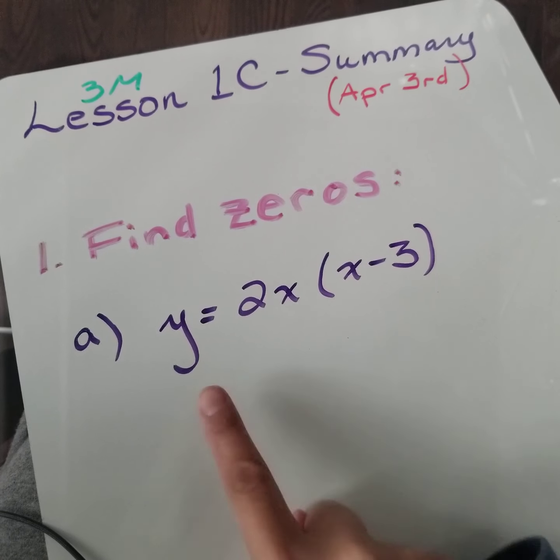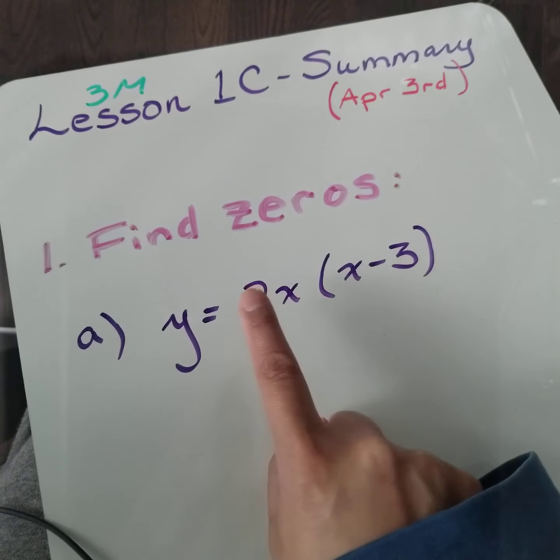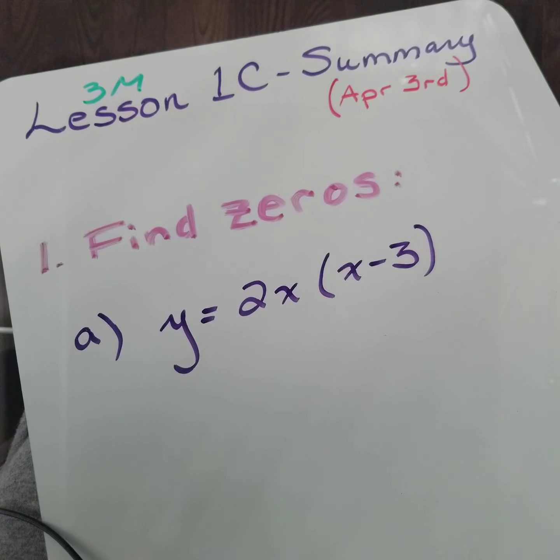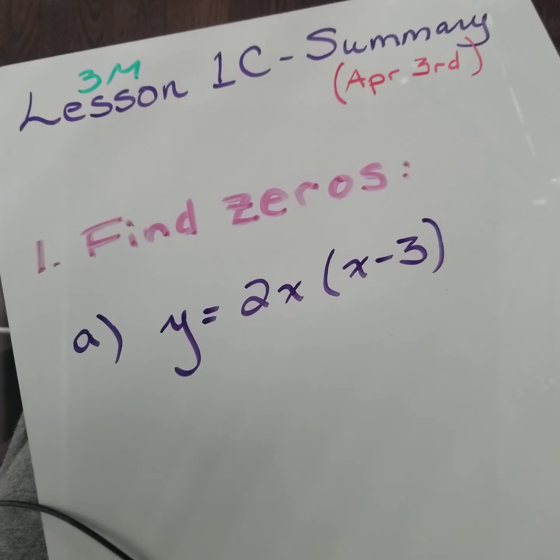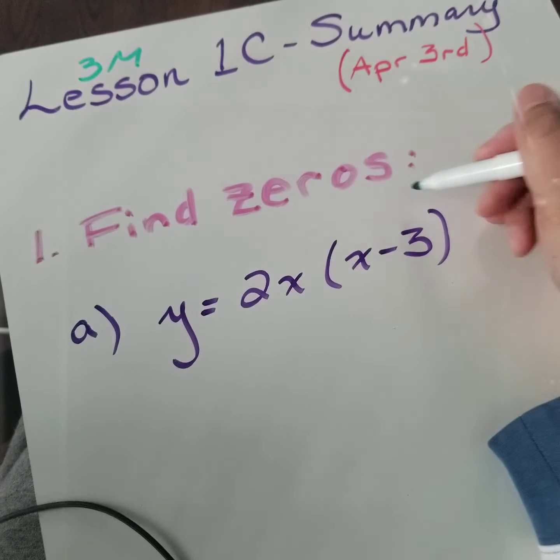You have this quadratic function. It's in factored form and they're asking you to find the zeros. That's essentially the x-intercepts of this graph. So let's add that over here.